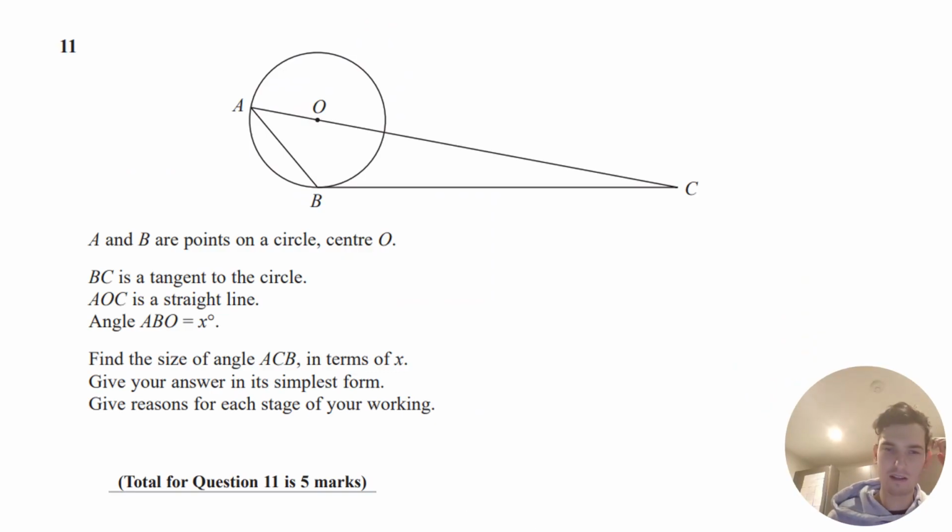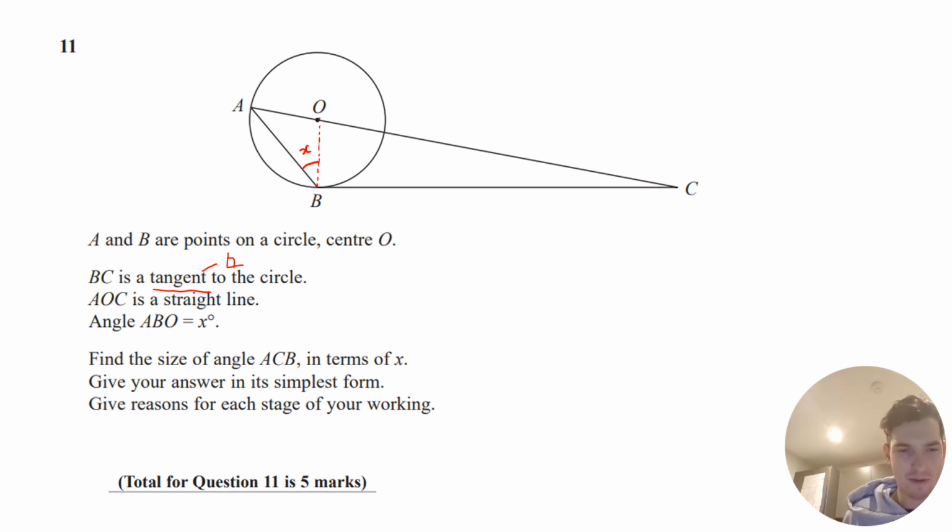Okay, circle question here. A and B are points on the circle. BC is a tangent to the circle. Okay, tangent. Could there be a right angle in here somewhere? AOC is a straight line. Angle ABO equals x. Okay, interesting. I don't see any x's in my diagram, so I'm actually going to draw that on. ABO. Well, I don't have a line here, so I think I might have to draw on a line and call that angle x. Quite often in these questions, you have to draw a line.